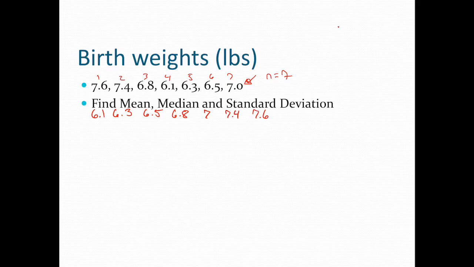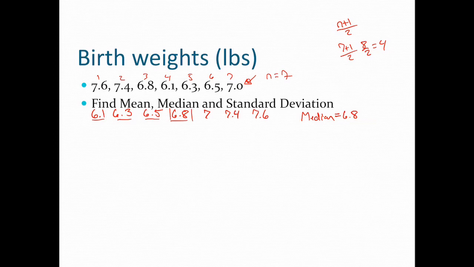And the depth is going to be n plus 1 over 2. Our n is 7, so 7 plus 1 over 2 is going to be 8 over 2, which is equal to 4. So our median is going to be 4 units in. So 1, 2, 3, 4. Right? Here's our median. It's the middle value, and it divides the set into upper and lower halves. So our median value is going to be equal to 6.8.